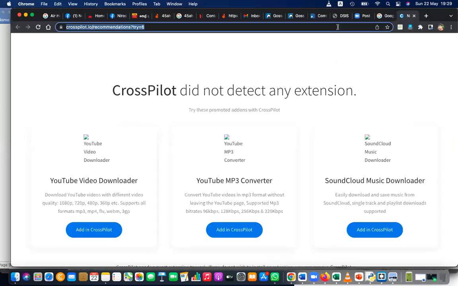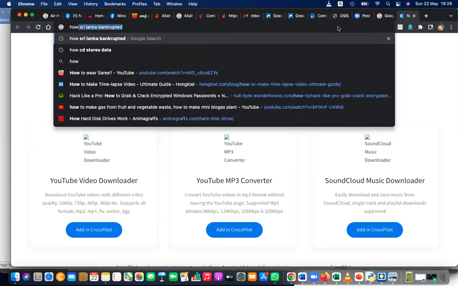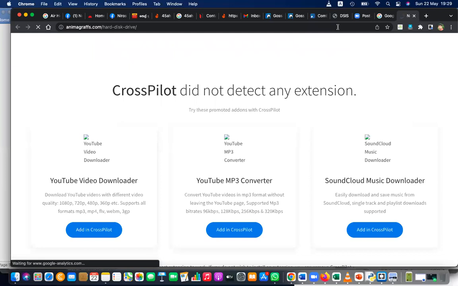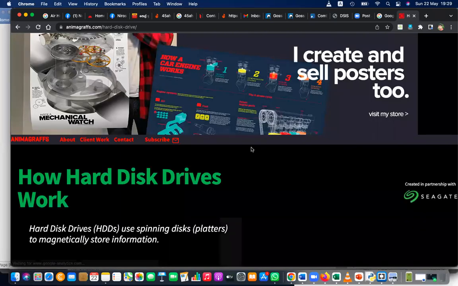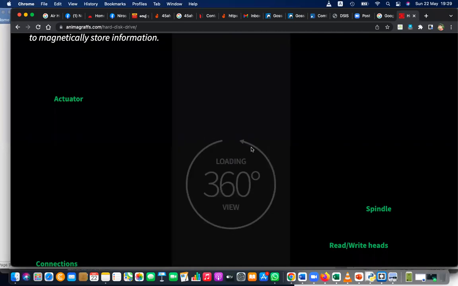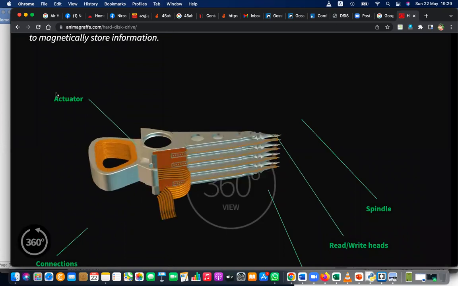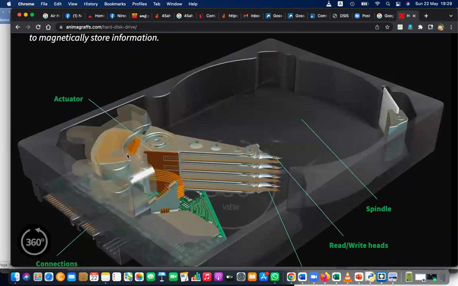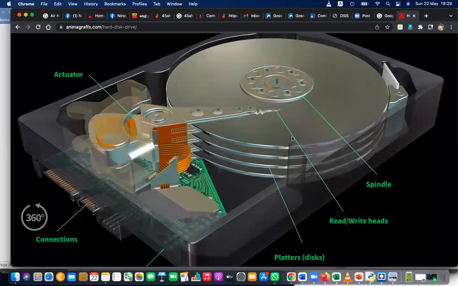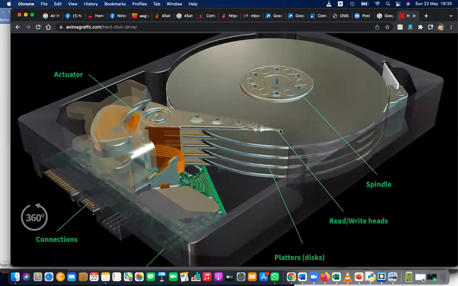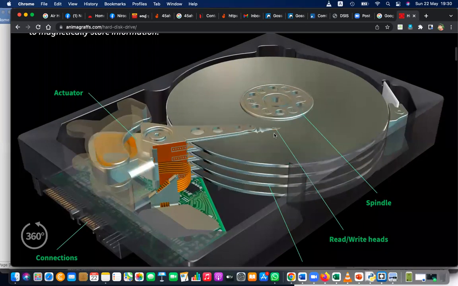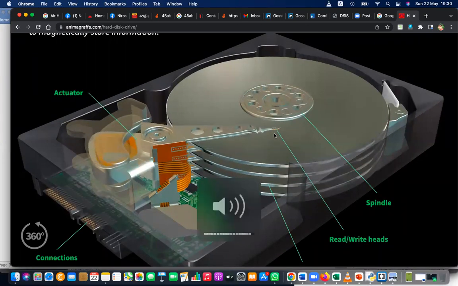I hope you remember that I have discussed how a hard disk works, using this animation. This shows a 3D view of how a hard disk works. A hard disk has an actuator inside. The actuator is like your arm, and these are like fingers. On top of each actuator arm there is a read-write head. This read-write head is writing data into these platters.